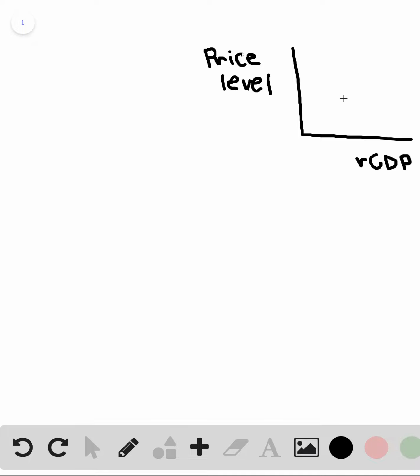Question, we are working with the short run aggregate supply curve. So just to recall, I'm going to draw it up here in the right hand corner. On our y-axis, we are working with price level. So I'm going to write that up here. On the x-axis, we are working with real GDP. Cool. So the short run aggregate supply curve is upward sloping. There we go. I'm going to label that as the SRAS.